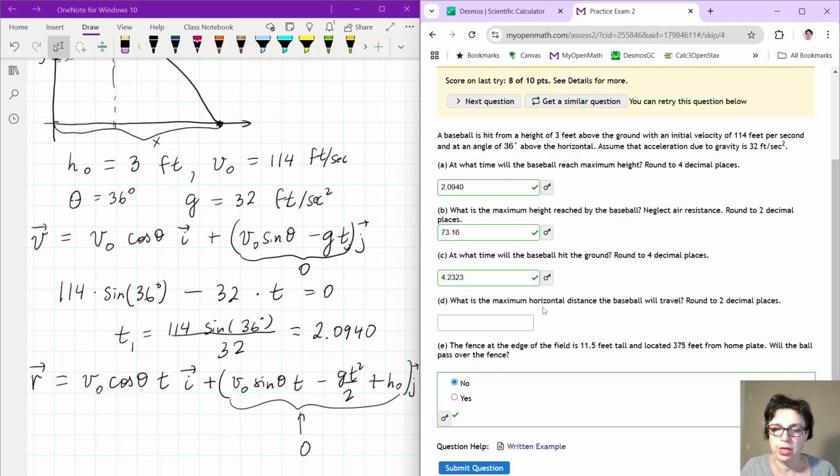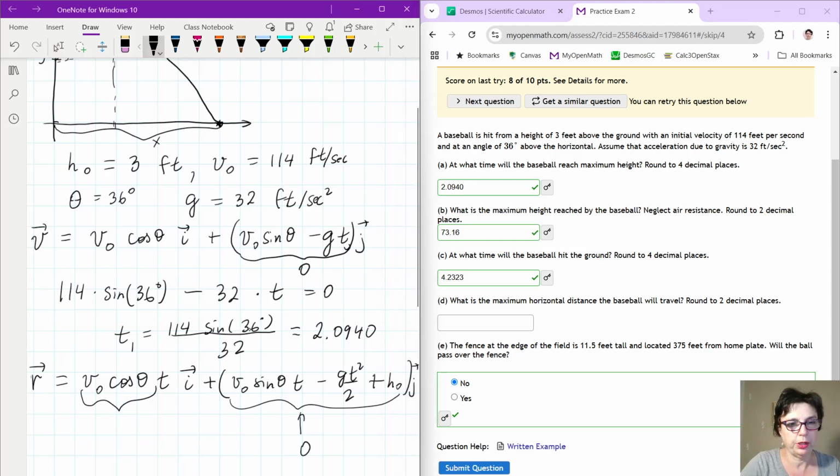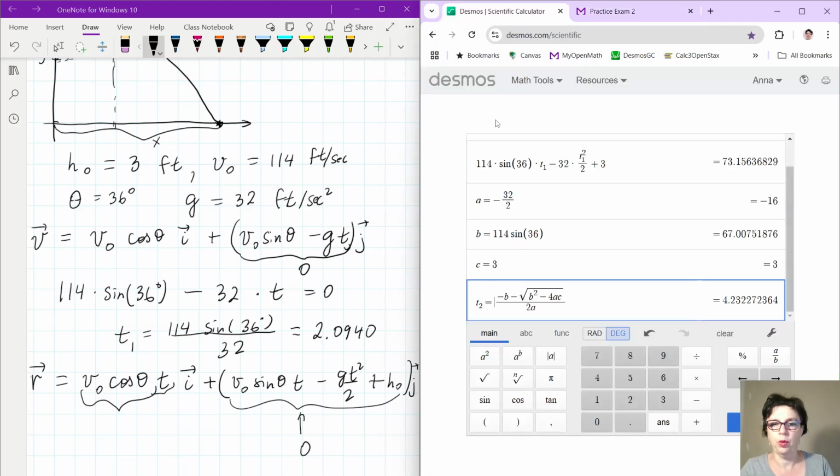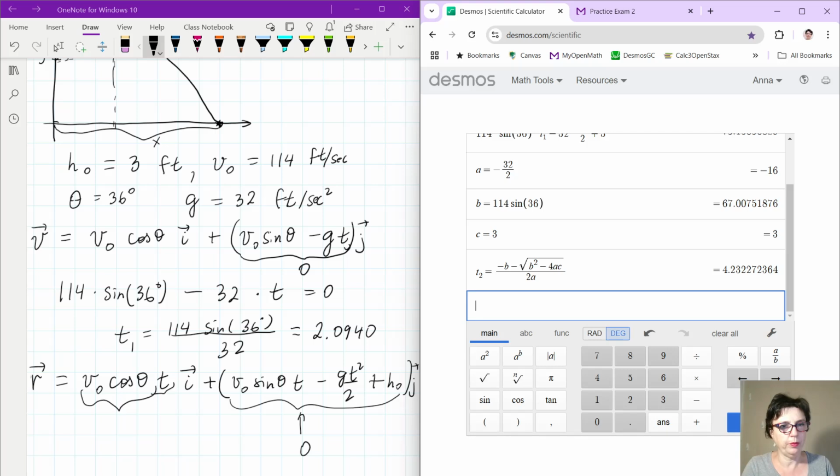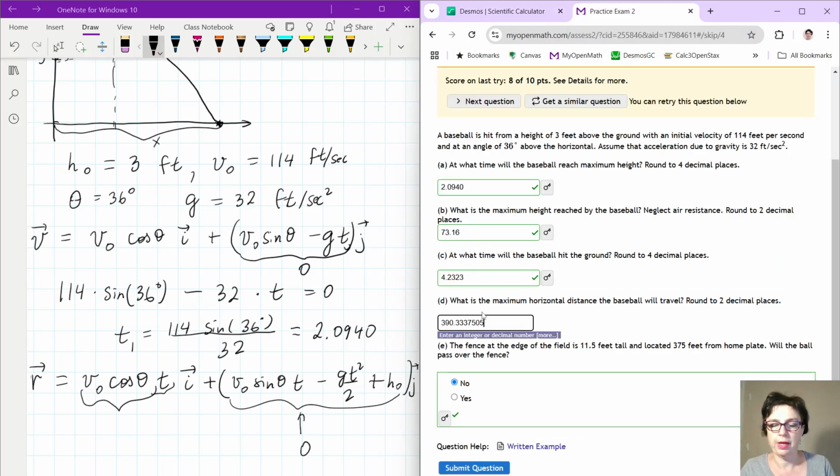Okay, the next question says, what is the maximum horizontal distance? So the maximum horizontal distance is the x component, right? So we just have to compute V0 cosine theta and also include that t. Sorry, that t is also part of it. So V0 was 114 multiplied by cosine 36 degrees multiplied by that time we just found. So that's going to be my answer over here. That's the maximum horizontal distance. So this says 2 decimal places.